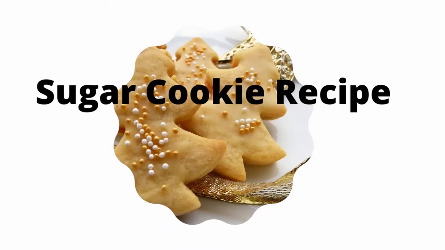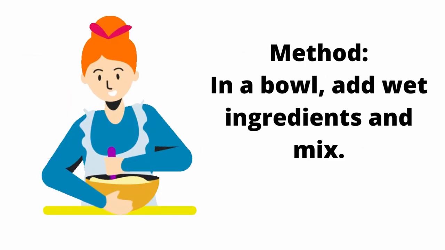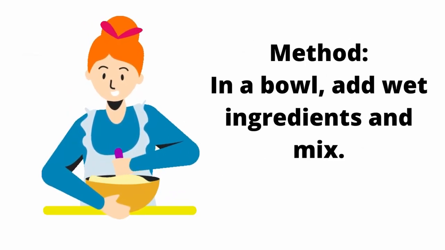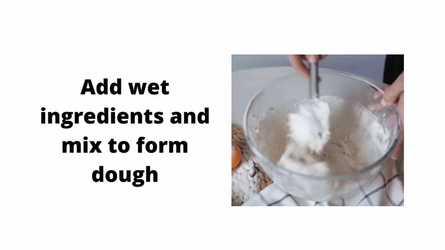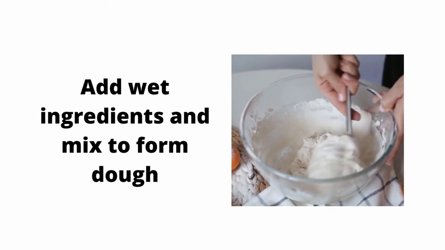Here's the sugar cookie recipe. This is a list of the ingredients you will need for your sugar cookies. The first thing you need to do is mix all your wet ingredients in a bowl. Then add your dry ingredients and mix until you form a nice dough.